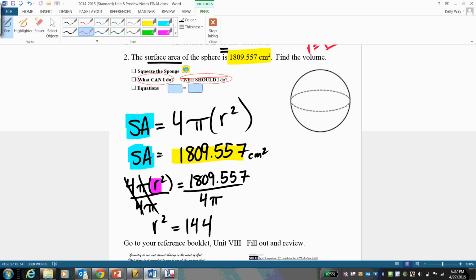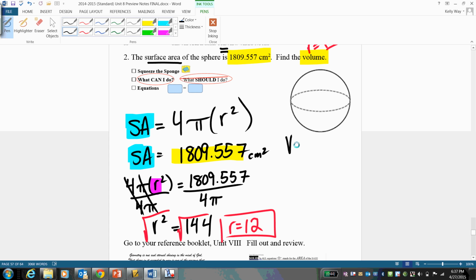We're not quite done now. We need to square root both sides. Now we just found our radius. Ta-da! The radius is 12. You think you're done because you did a lot of work and you solved for the radius, but always double check what you're looking for here. We're not looking for the radius, we're looking for the volume.